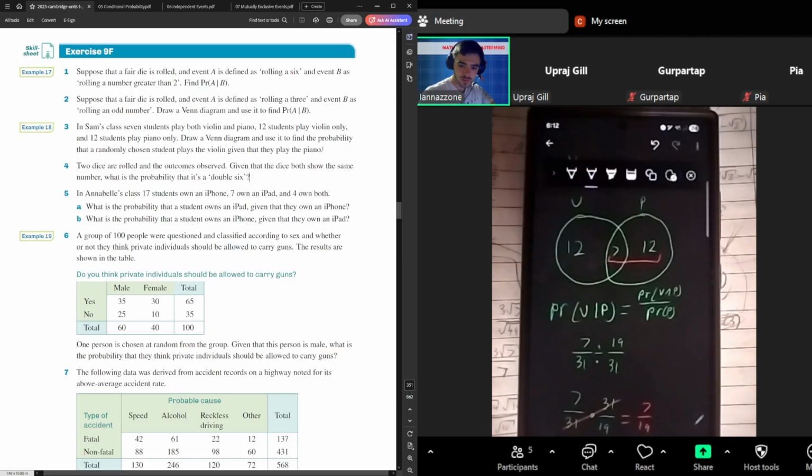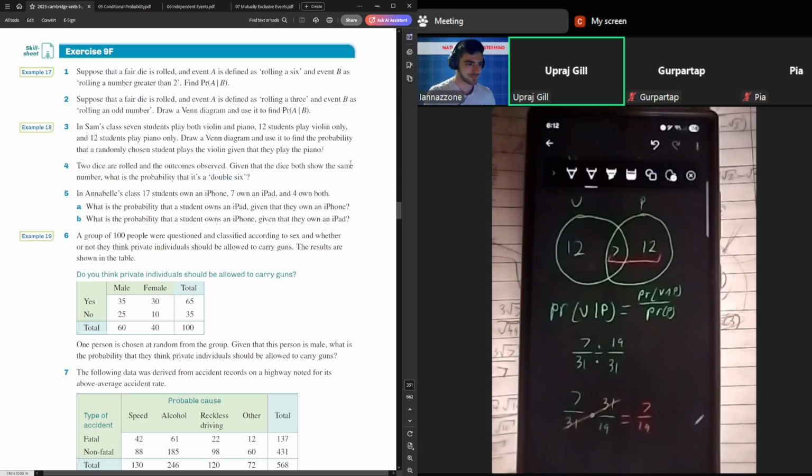Wait, Chris, I just reread it and I was going to ask, is it just 1/6 because the dice always show the same number? Yeah, correct. Given the dice show the same number, that means your sample size is just 1,1, 2,2, 3,3. So you still have 6 elements, one of which is double 6.